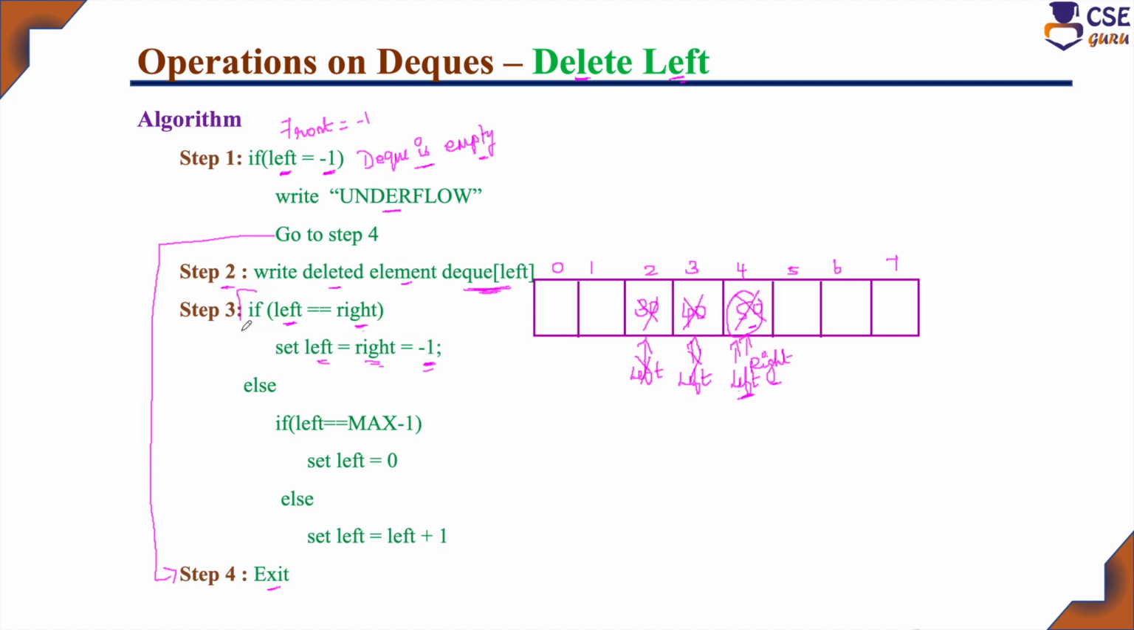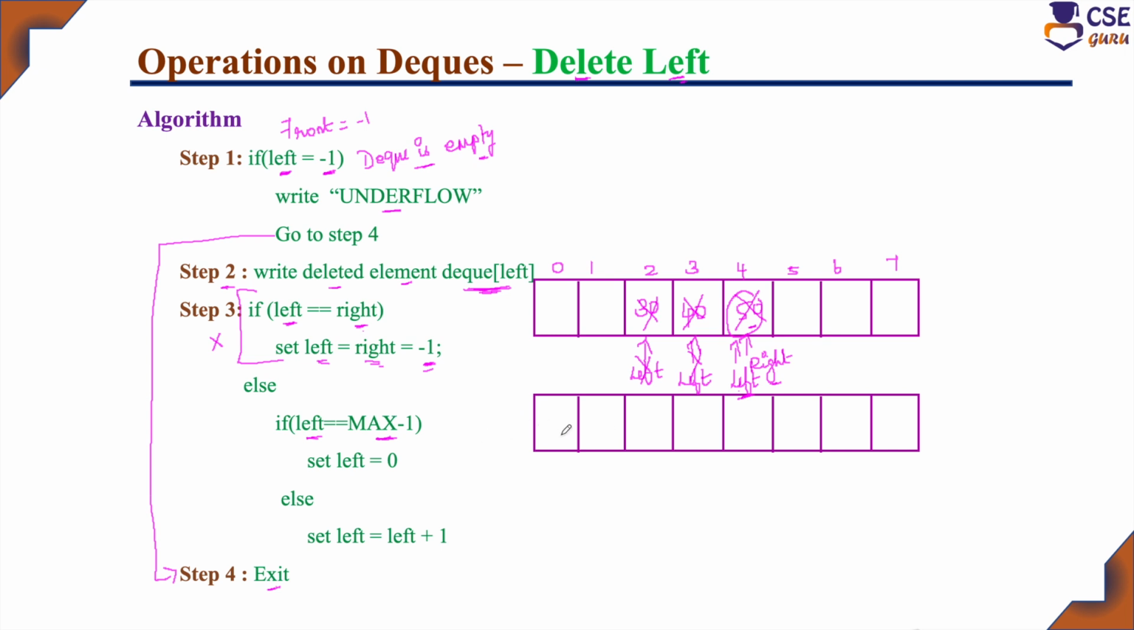Okay. So this is the if condition. Suppose this if condition fails, that is, left and right pointers are not equal. Both are not pointing to the same memory location. In that case, if left is pointing to max minus 1 memory location, what is this condition? For example, here this is 0 to 7th memory location. Okay. Left is pointing to max minus 1 location. This is max minus 1 location.